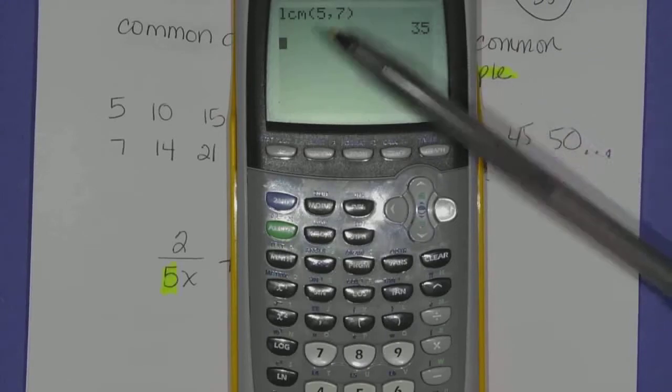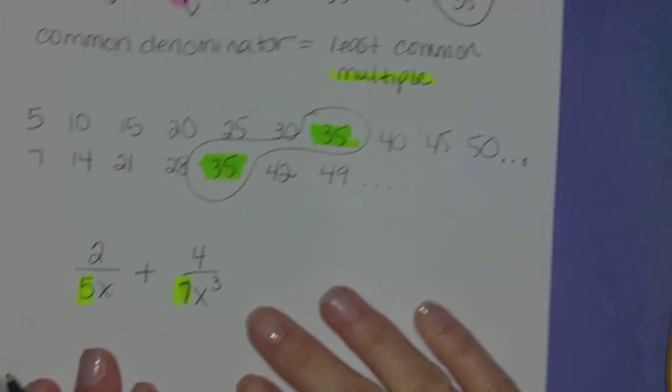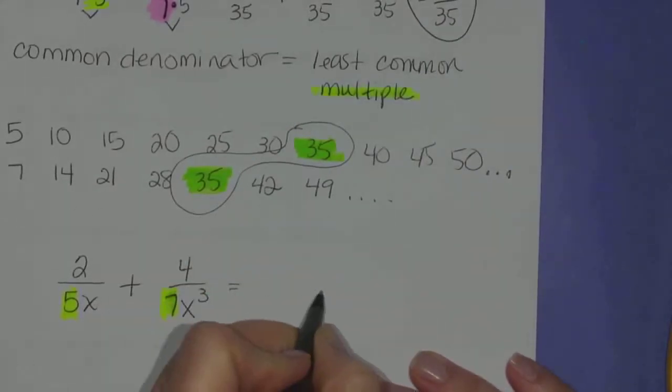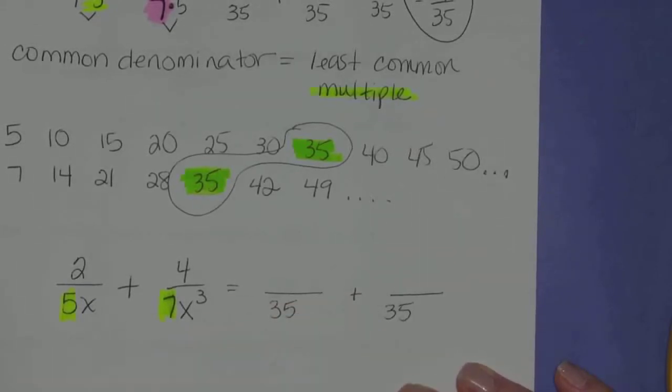And I'm okay with you using this so long as you know where the calculator's getting that. Okay, so then we know that part of our common denominator is 35. So let's get that started.